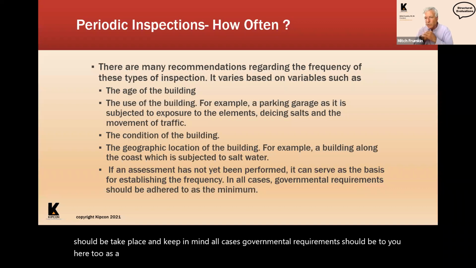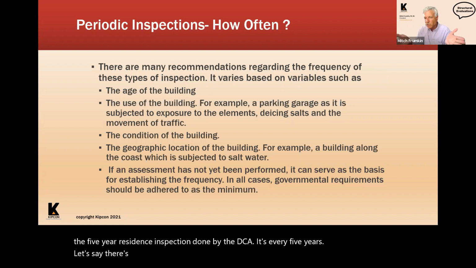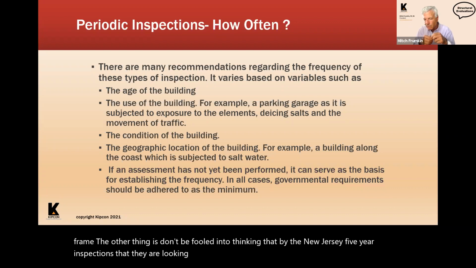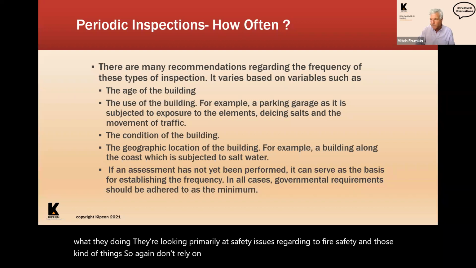For example, those of you in New Jersey, there is the 5-year residence inspection done by the DCA. It's every 5 years. But let's say there's a problem that needs to be looked at in 2 years. It's the maximum time frame. The other thing is, don't be fooled into thinking that by the New Jersey 5-year inspections they are looking in detail at the structure of the building. That is not part of what they're doing. They're looking primarily at safety issues regarding fire safety and those kinds of things. So again, don't rely on that to give your answer.